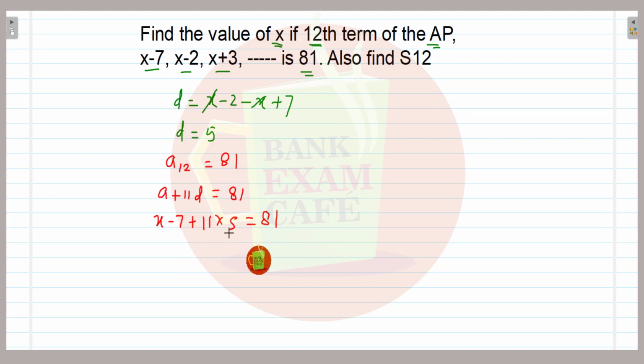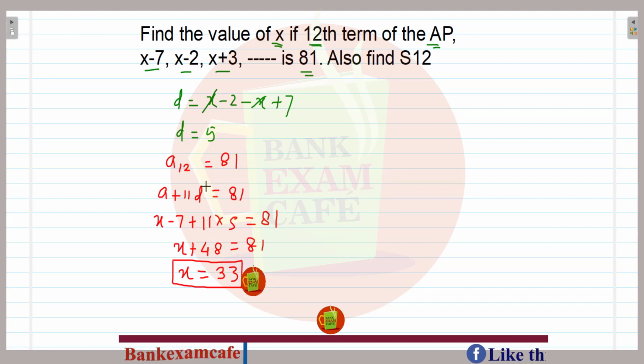So this will be 11 5s are 55. 55 minus 7, that will be 48. So it will be x plus 48, which is equal to 81. And so x is equal to 81 minus 48, that is equal to 33. So we have got the value of x as 33.